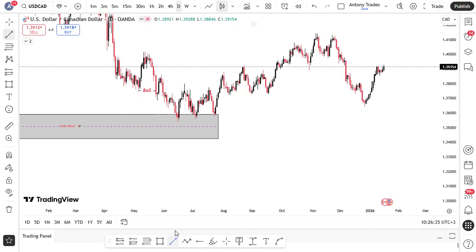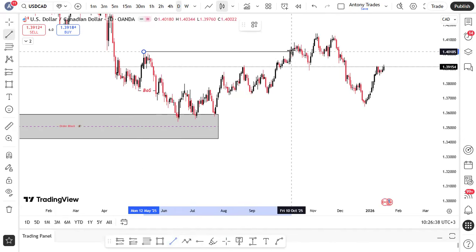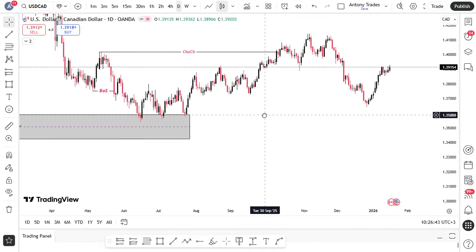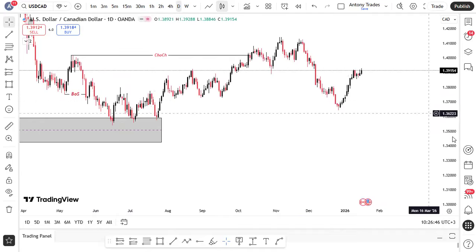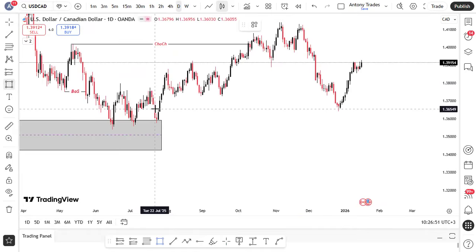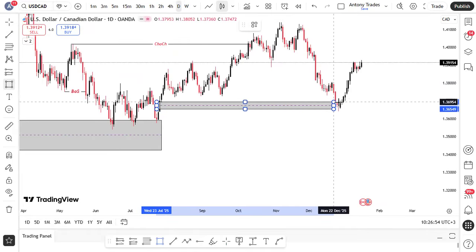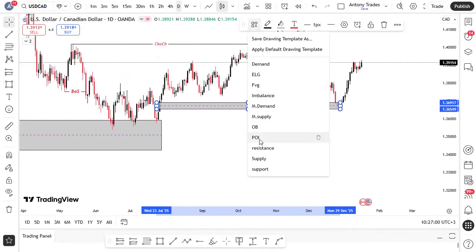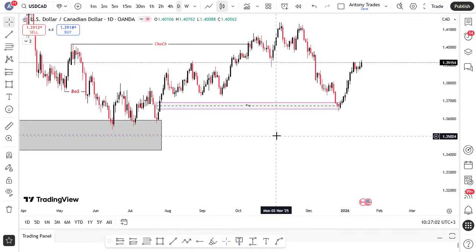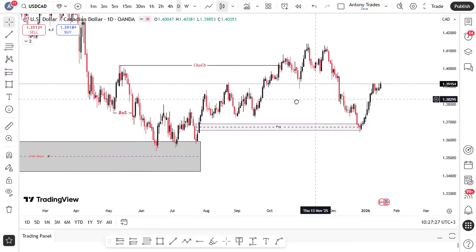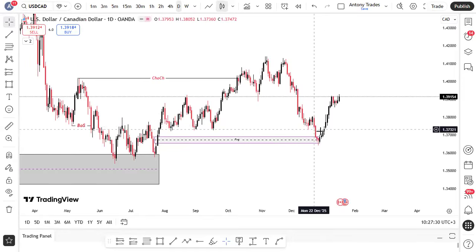Sorry. We have a change of character at that area. Now that we have that change of character, it seems like the market has already come to this FVG. It seems like it is reacting from that FVG, fair value gap. So we need to know what is currently happening.